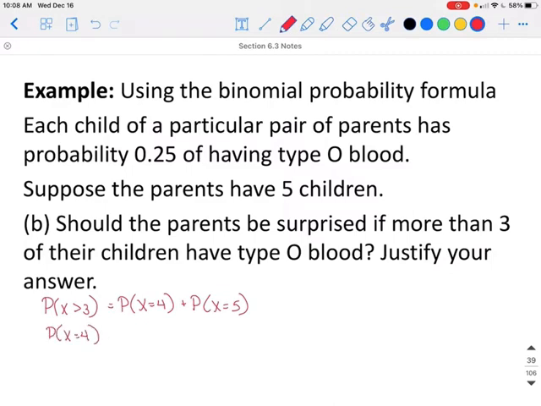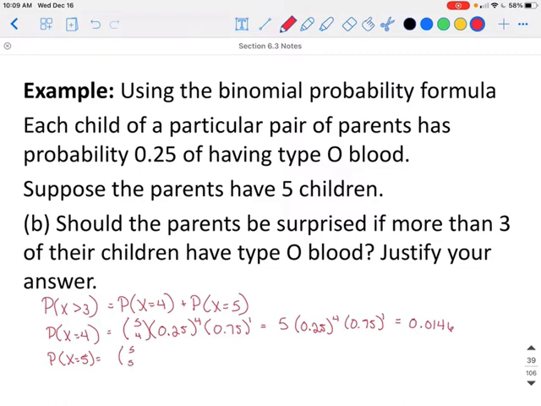So the probability that x is 4 is going to be 5 choose 4. We have 4 successes and 1 failure. So if we do that 5 choose 4, we will see that there are 5 different arrangements. And we're going to do 5 times that 0.25 raised to the 4th power times 0.75 raised to the 1st power. And we're going to find the probability of exactly 4 children to be 0.0146.